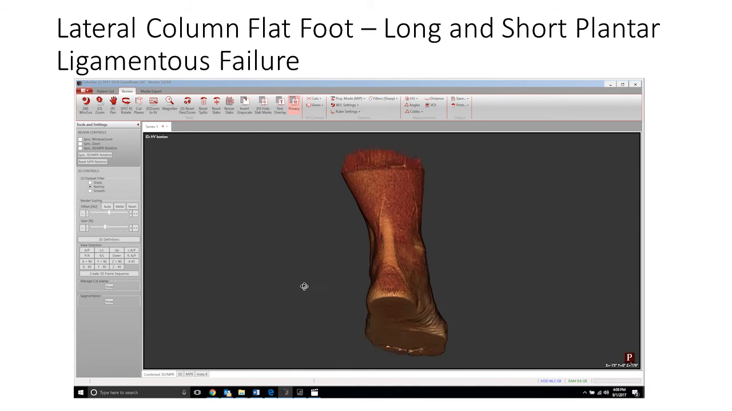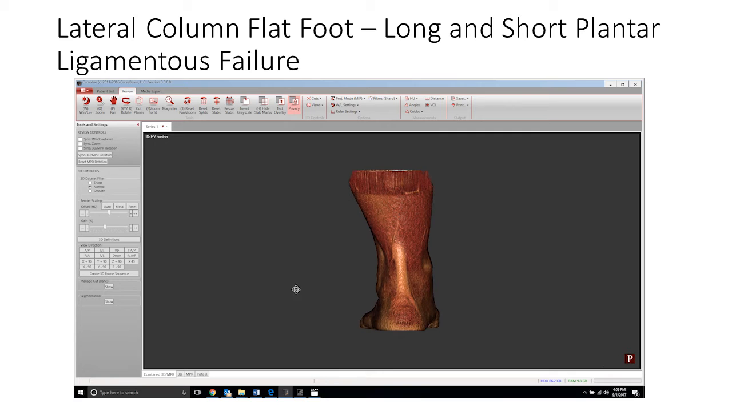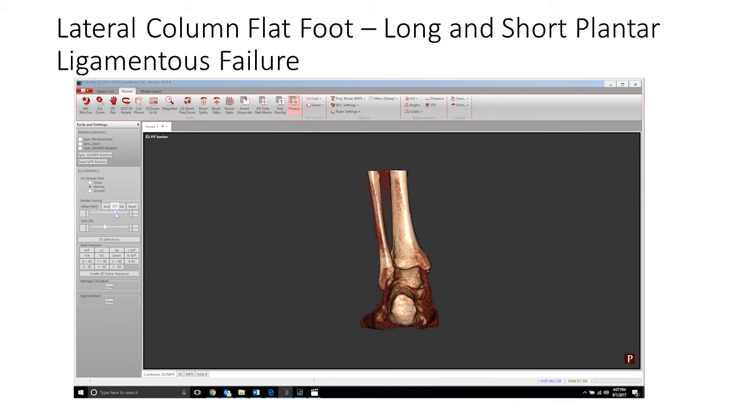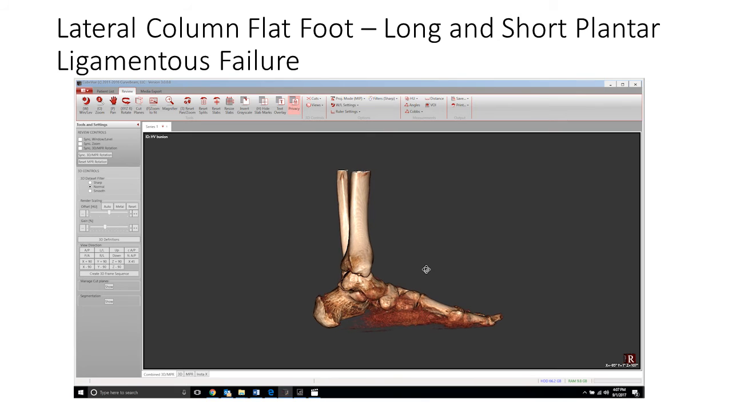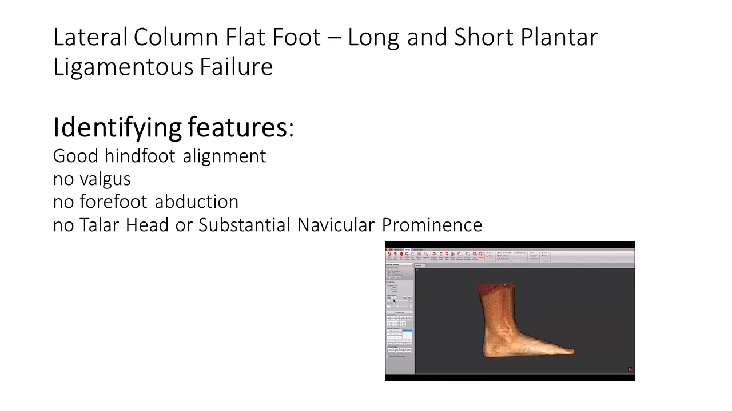column that's failing. When those ligaments fail, they tend to lower the whole foot down, and the calcaneus declination angle is reduced, and the whole foot is lowered, yet there doesn't seem to be any other manifestation of pathology. So the identifying features of these types of feet is you have good hindfoot alignment, no valgus, no forefoot abduction, and no talar head or substantial navicular prominence.